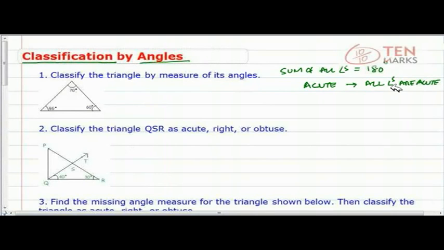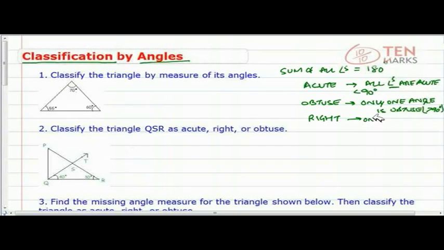So all the angles, this is a symbol for angles, are acute, means less than 90 degrees. An obtuse triangle means only one angle is obtuse, which means greater than 90 degrees, right? And a right triangle means only one angle is exactly 90 degrees. So let's remember these while we solve these problems.